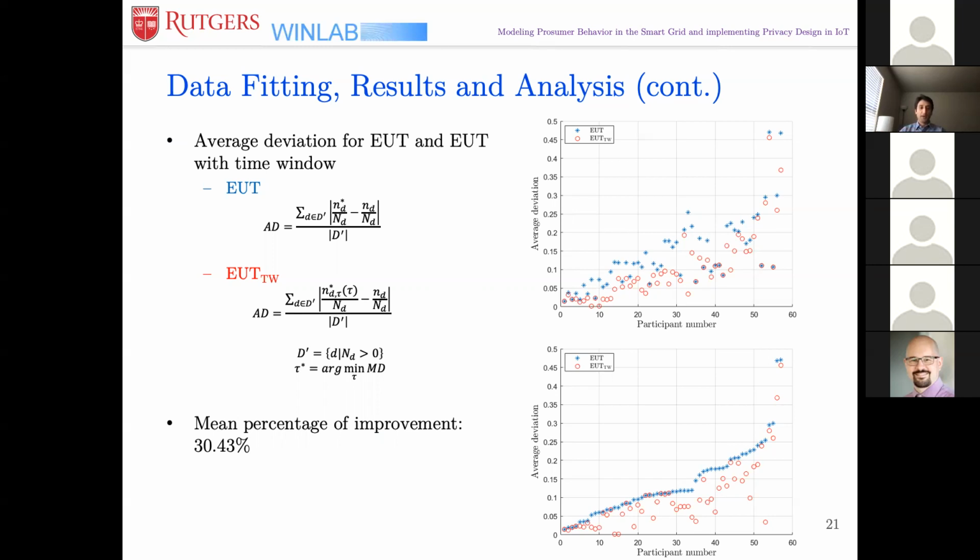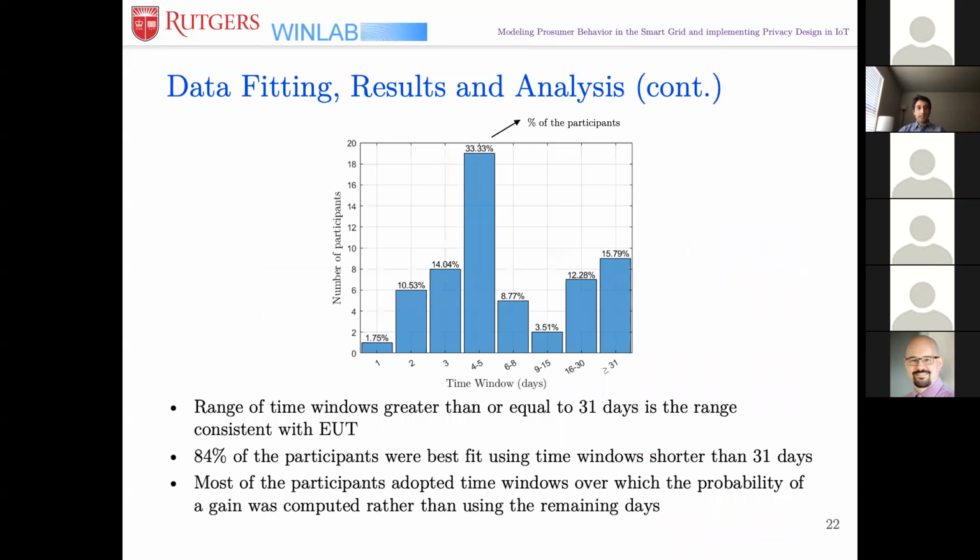On the top, participants are ordered on the x-axis according to the number of days on which they sold at least one unit, from the lowest number of sale days to the highest. And at the bottom, participants are ordered on the x-axis according to EUT results.